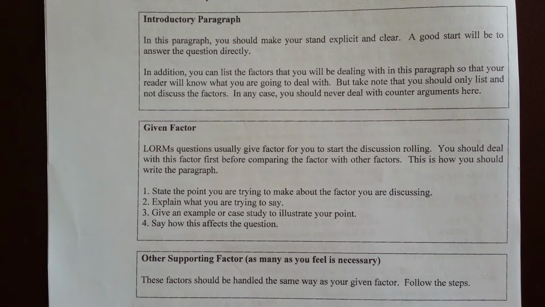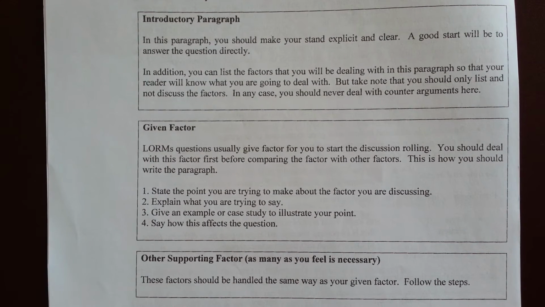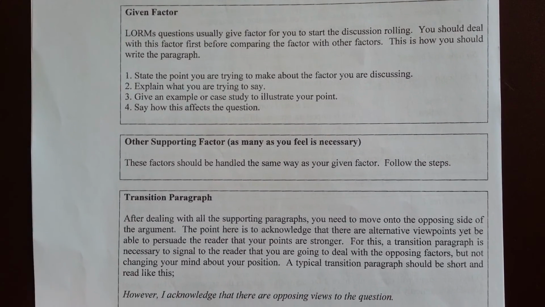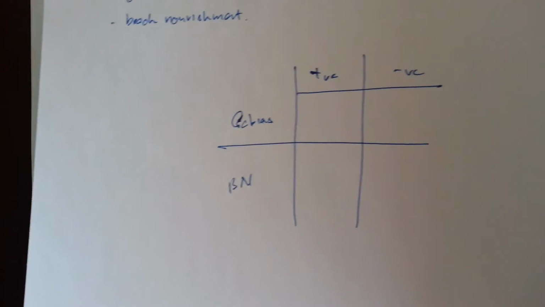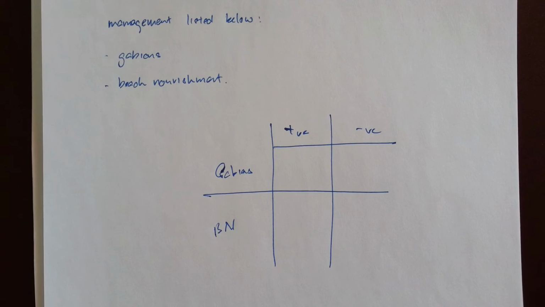Answer the question directly, deliberately, so that you reduce the possibility of missing the point and going off topic. Alright? Now, once you have given your answer, the next step would be to justify your answer. So, the way you justify your answer is to discuss the given factor. What is the given factor? The given factor is the factor that is listed in the question. In the question that we have been discussing, the given factors are gabions and beach nourishment.